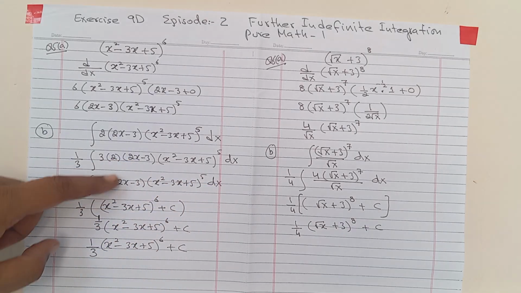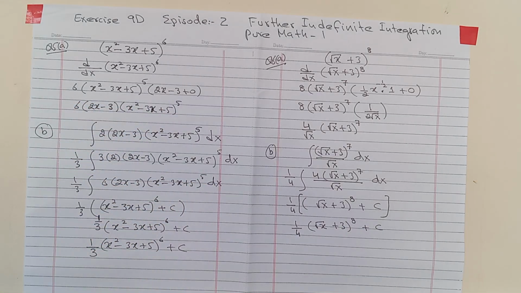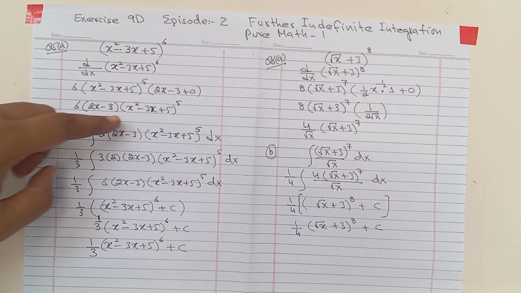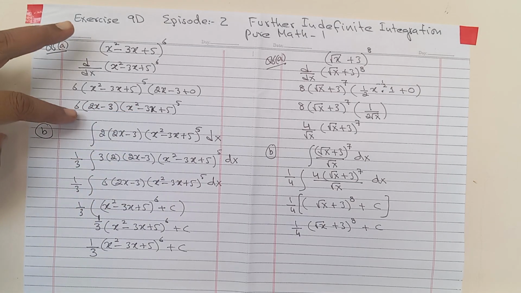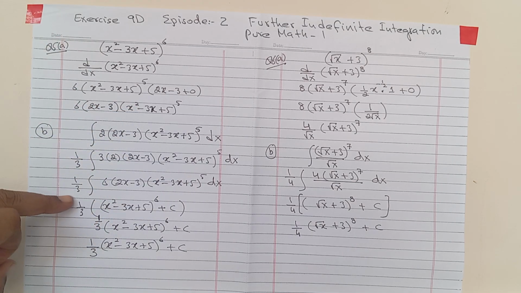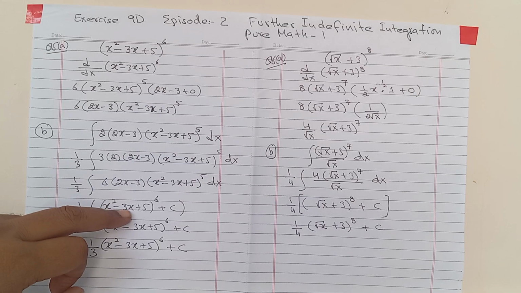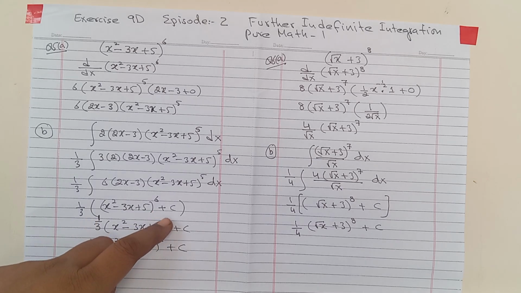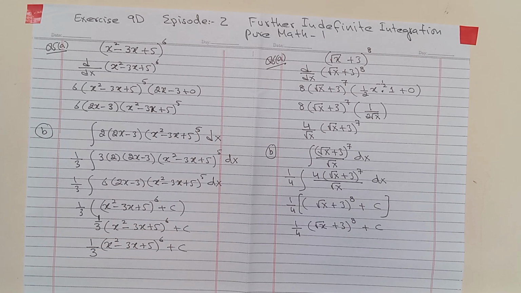Now you look at this expression and this expression. They are exactly the same. You know that integration is the reverse process of differentiation. So if the derivative of this is this, the integration of this will be this. Because this and this are the same and we are integrating it, its integration will be this. So 1 by 3 will remain outside, bracket (x squared minus 3x plus 5) whole raised to power 6 plus c.